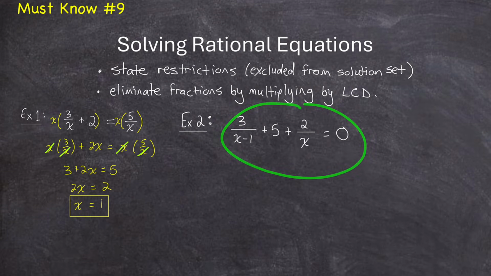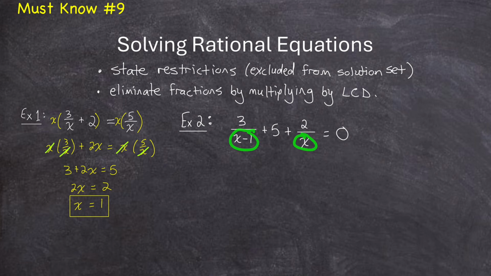In this equation, I have two fractions. If I look at their denominators, they're x minus 1 and x. The lowest common denominator between those two denominators would just be the product of them. So x times x minus 1 will be my lowest common denominator. That means I should multiply both sides of this equation by x times x minus 1.